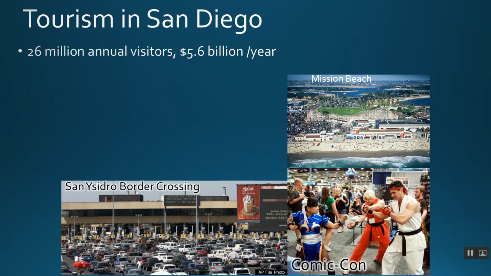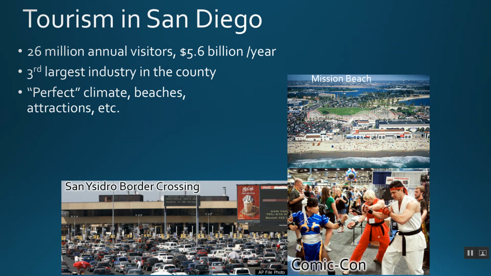When we look at tourism in San Diego, we have 26 million annual visitors. It gives $5.6 billion a year to our economy. It is the third largest industry in our county. Tourism is really important to San Diego. We have the perfect climate. We have great beaches, lots of attractions. People call it the climate-controlled city, although on the day that I'm recording this lecture, it is very warm.